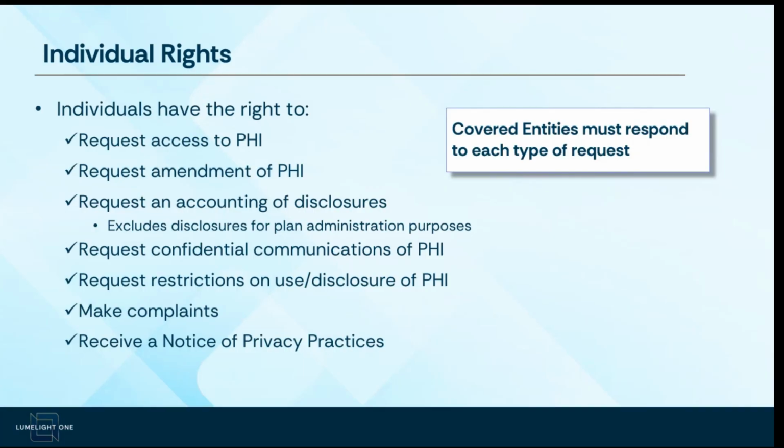Individuals have a right to request confidential communications, so they can request to have their PHI sent to them via alternative means like an email address or other physical address. The idea behind this right is that some people may be in an unsafe home environment and need their PHI to be routed in a confidential manner. The expectation here is that the plan will accommodate these requests.